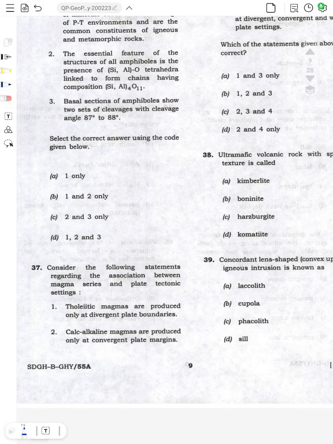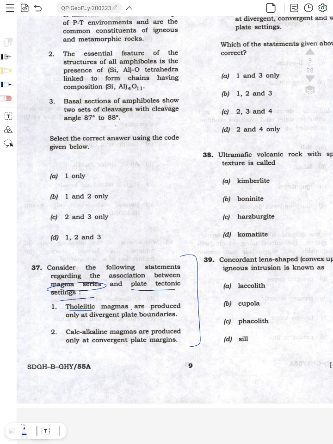So hello everyone. Now I'll be discussing the 2023 paper, question 37. Starting from question 37, there are a total of 12 questions. The question is about the association of the magma series along with the plate tectonic settings. Very important topic. Read it out and you'll know.